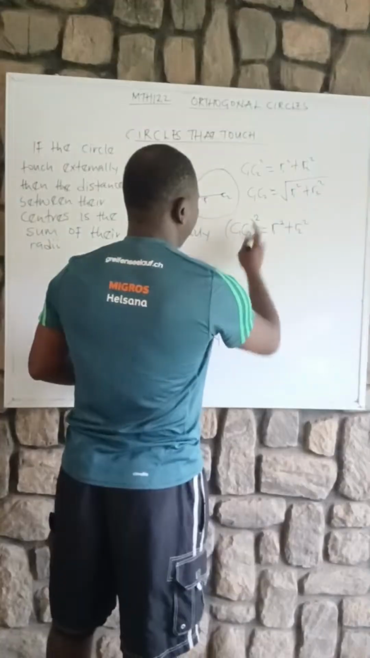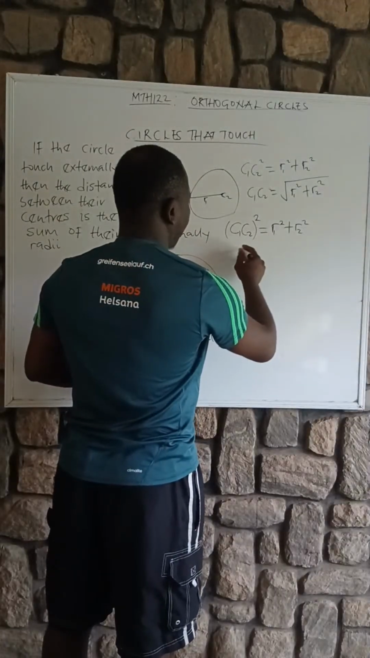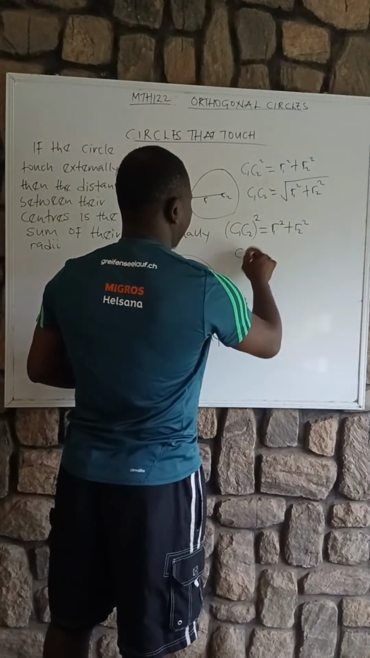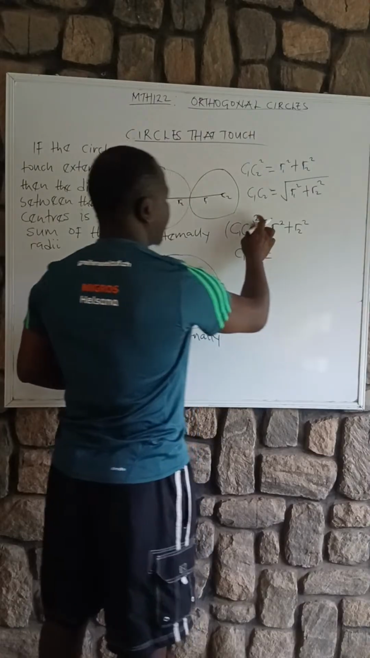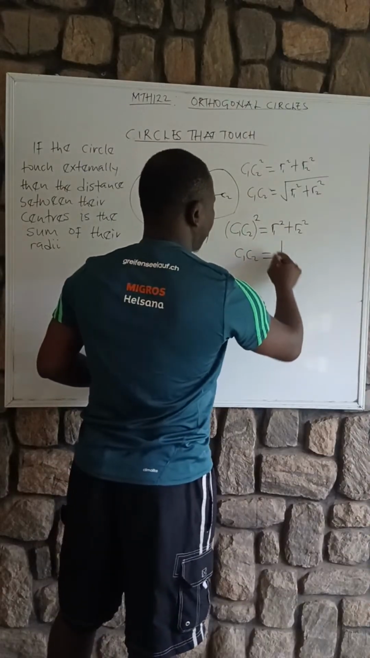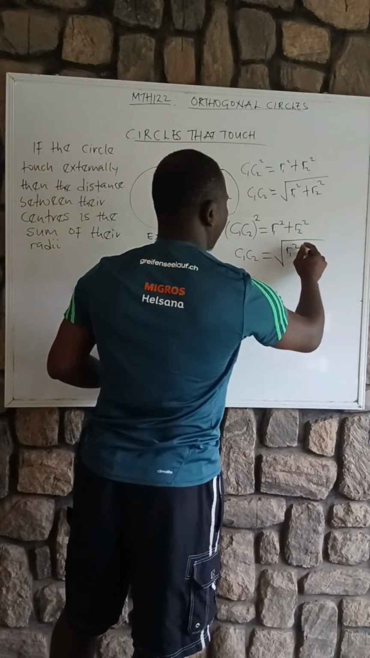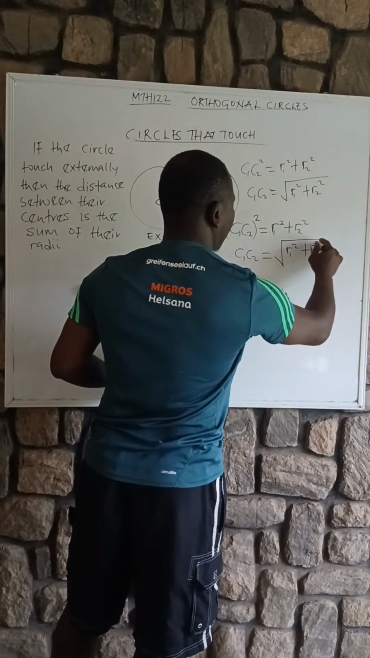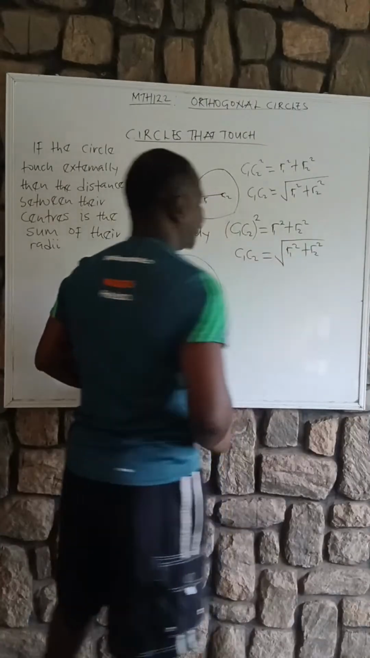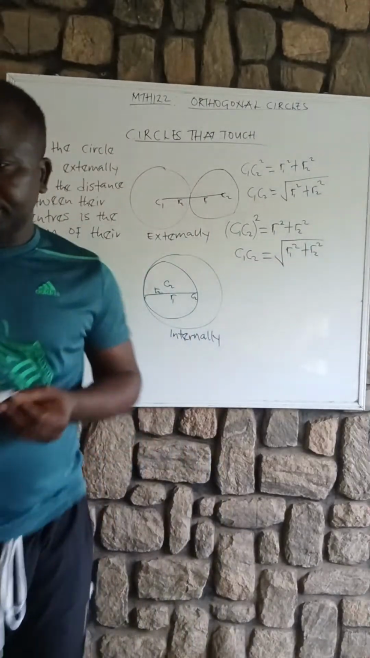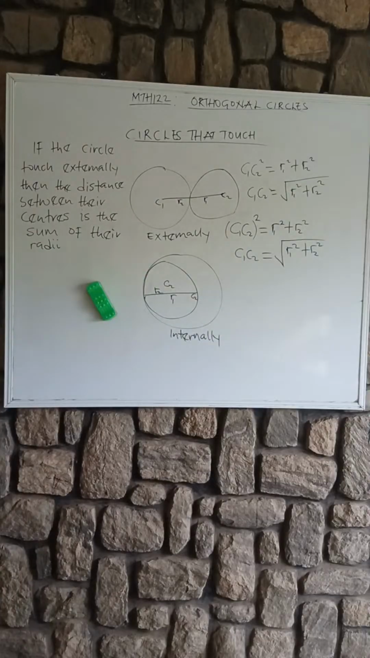It's trying to explain. So now here, C1C2 is equal to, you square both sides. It means we are going to have r1 squared plus r2 squared. Do you understand? Are you following? Do you understand, right? Okay.